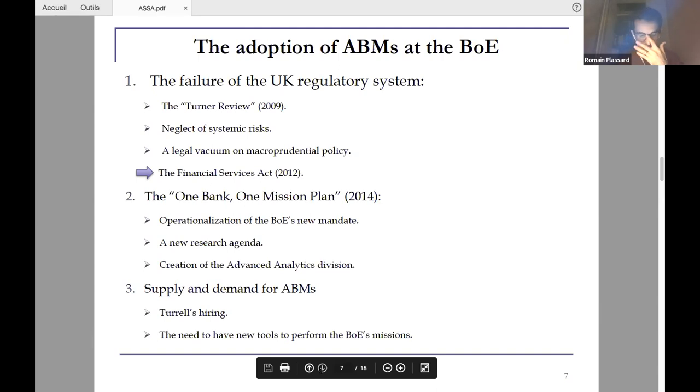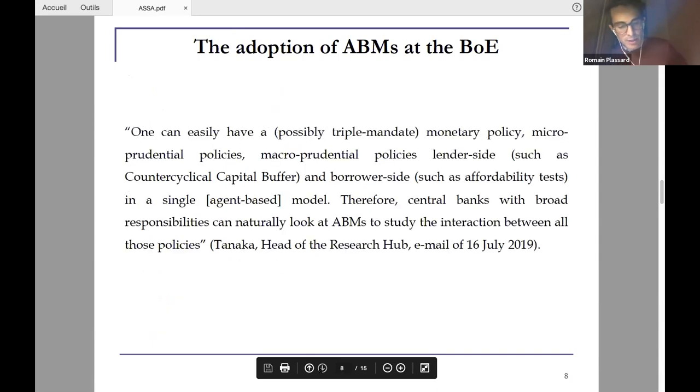But this is not the only proof, right? In my article, I also show that Carney's reform stimulated a demand for agent-based models. This quotation is useful to understand why. Remember, to fulfill the bank's mandate, Carney defined a new research agenda. He particularly insisted on the need to study the interaction between monetary, macroprudential, and microprudential policies. According to Misa Tanaka, ABMs are appropriate for this purpose. It therefore seemed natural to look at agent-based models. And for all these reasons, agent-based models eventually took root at the BOE.